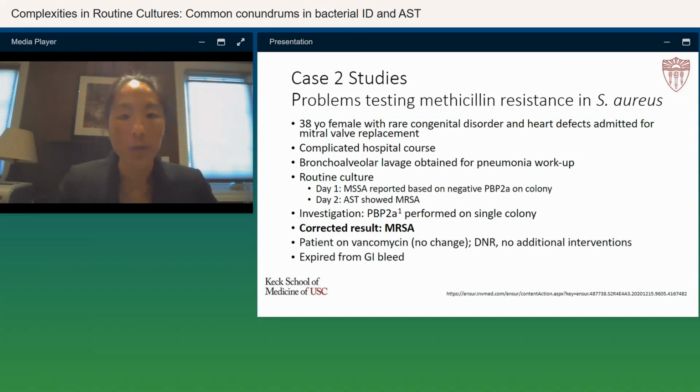So one of the things we, of course, will look at, and I looked at, was any patient harm as a result of this very major error. What we found was, fortunately, the patient was terminal, was do not resuscitate, was not being given a lot of additional interventions, and was kept on vancomycin just empirically, kind of end-of-life care. And she ended up expiring from a GI bleed, not related to the pneumonia or workup for pneumonia with our culture.